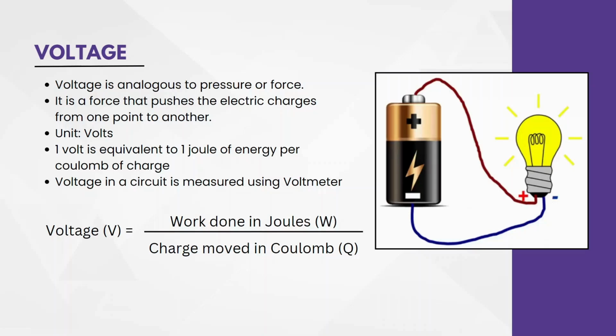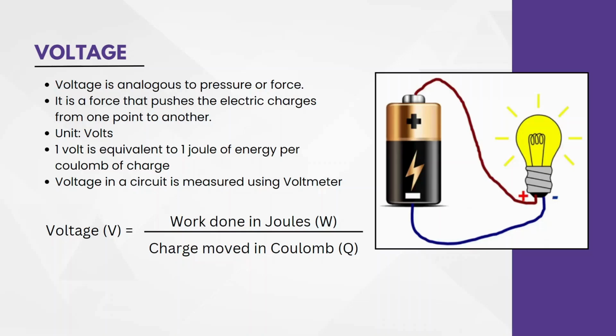We can imagine voltage to be a pressure or a force that pushes the electrons in the source all towards one direction so that energy performs some function such as lighting up a bulb as in this case. So it's a force that pushes the electric charges from one point to another and its unit is volts.